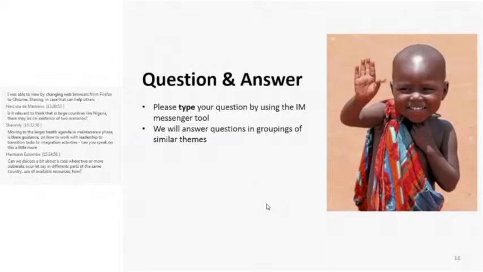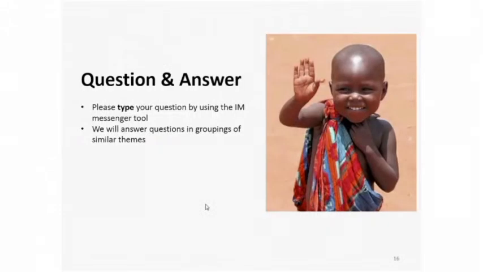It asks, can we discuss a bit more about a case where two or more outbreaks occur, let's say in different parts of the same country, and the use of available resources? Well, I think that's where you're going to really have to have that discussion around your micro-planning. And that's a discussion that's held not only as a communication for development specialist, but it's the work with the epidemiologist, it's work with the larger health group to sort out, one, the sharing of those resources.